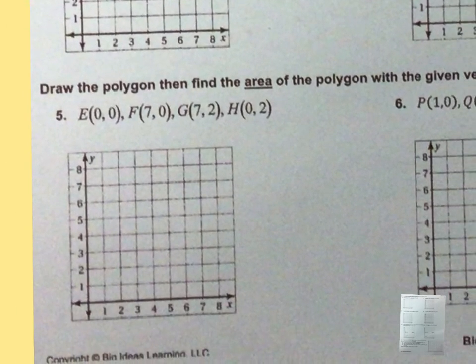Now let's do number 5. Draw the polygon, then find the area. Okay, so we're going to be putting a couple of things together here. Let's try it. So 0, 0. That's right here. That's the origin. Then we're going to go over 7, up 0. Over 7, up 2. Over 0, up 2. There we go. We're going to combine all our lines here.